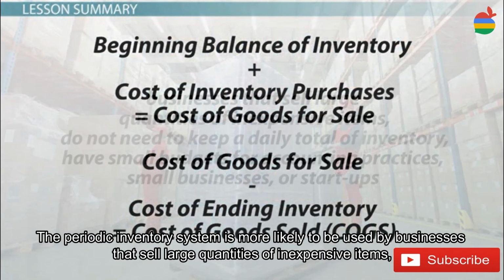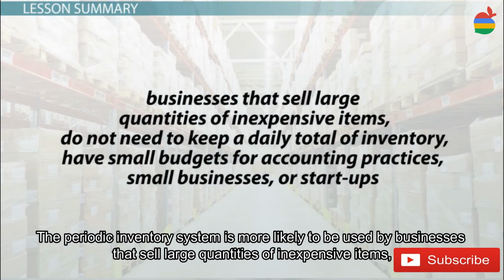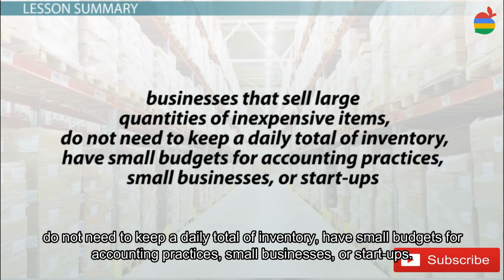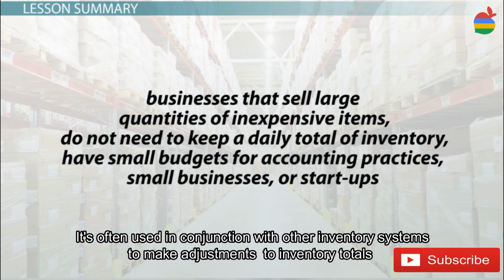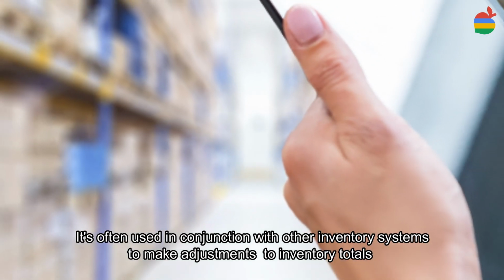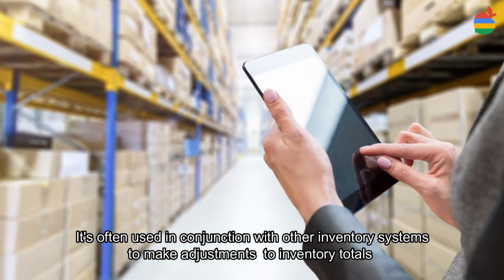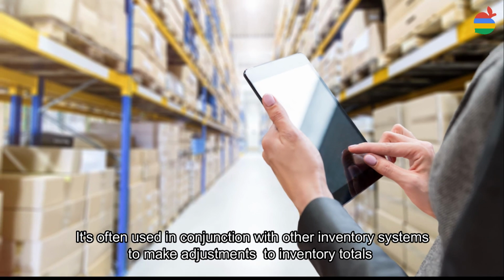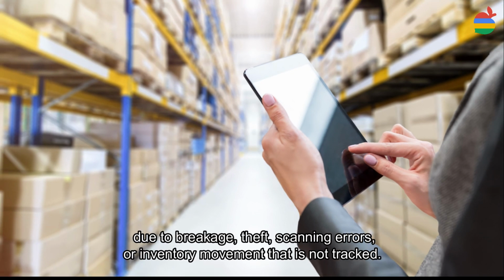The periodic inventory system is more likely to be used by businesses that sell large quantities of inexpensive items, do not need to keep a daily total of inventory, and have a small budget for accounting practices, such as small businesses or startups. It is often used in conjunction with other inventory systems to make adjustments to inventory total due to breakage, theft, scanning error, or inventory movement that is not tracked.